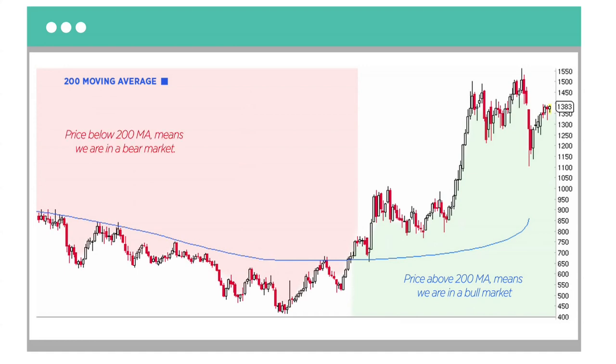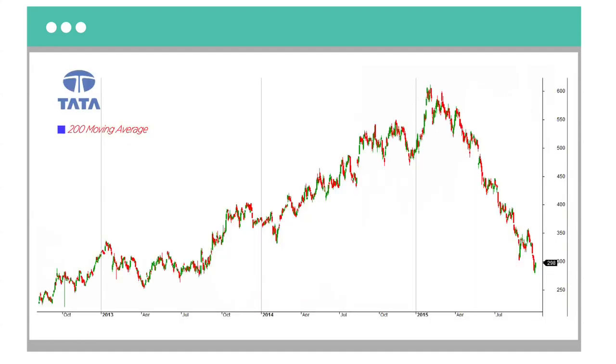The word consistently is very important here. If the price goes above 200 MA, then comes back down, then again re-enters, that shows that there is no consistent trend and you should probably stay away from such a stock. Let's look at Tata Motors, for example. You can see why traders trust this moving average, right?